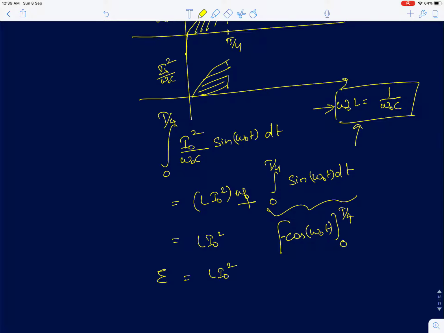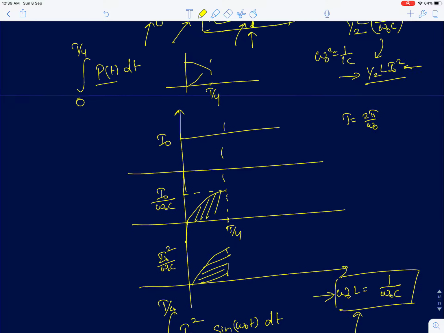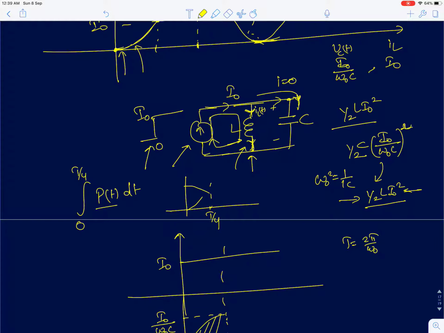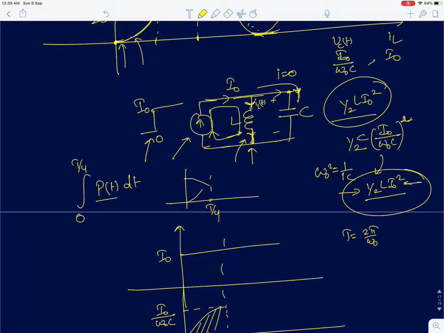So this is the energy that is transferred from the current source to the LC tank, and that is exactly equal to the energy which we saw here. This term and this term we found by finding half C the voltage square and half L the current square through the inductor and the capacitor and the voltage across the capacitor respectively. And when we added both the energies, that was again equal to L I naught square, and that is entirely delivered by the current source.